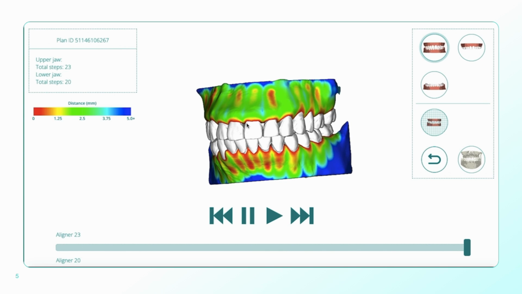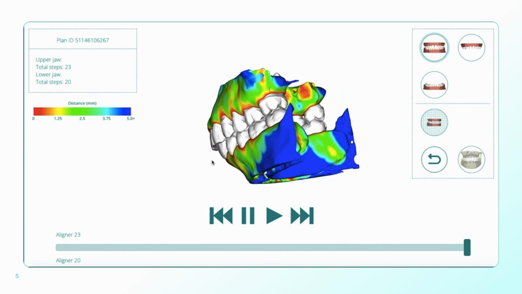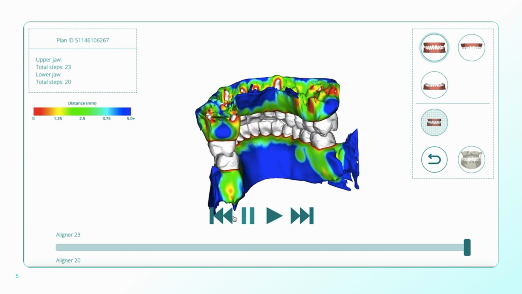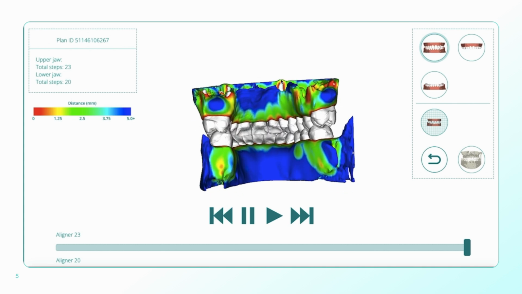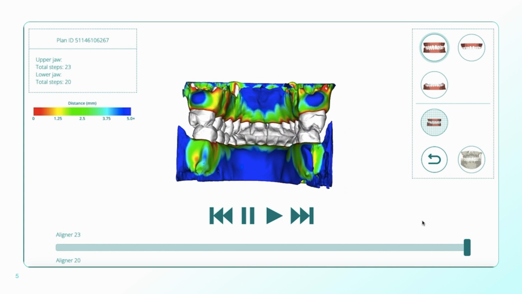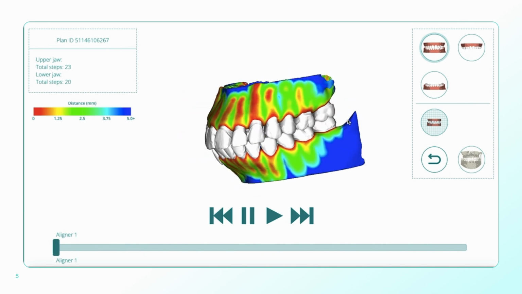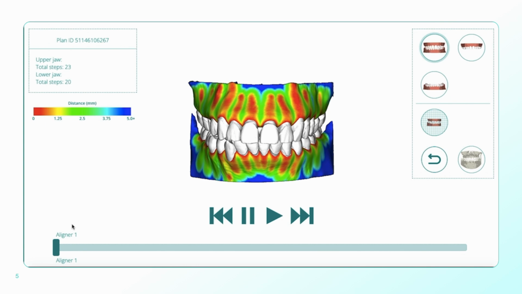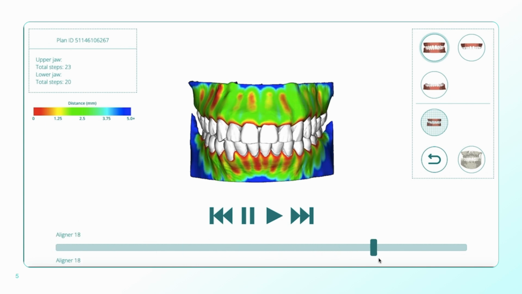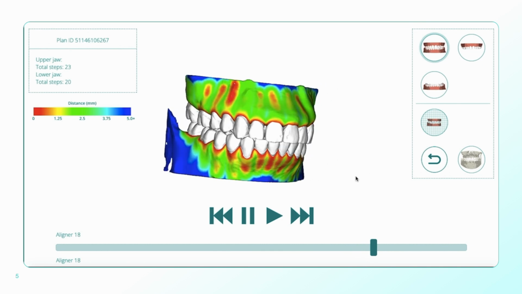Rotate the models to lingual so you can see the patient's full situation. In this particular case, the doctor was happy with the treatment plan because the patient started with a lot of red, which means a thin cortical plate, as you can see here, and ended up in green, which is a much more favorable situation.